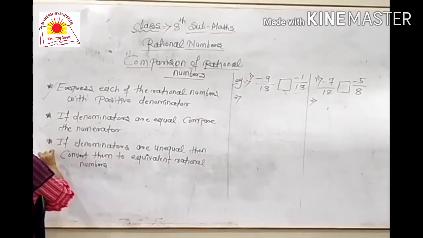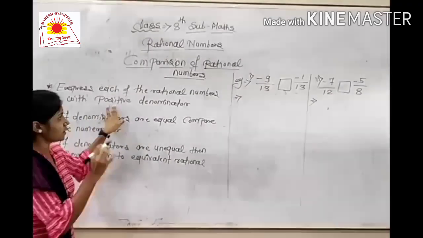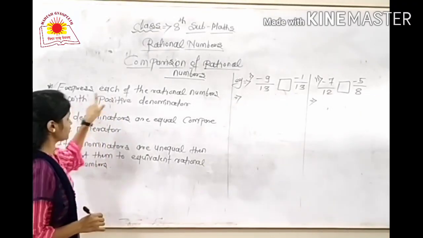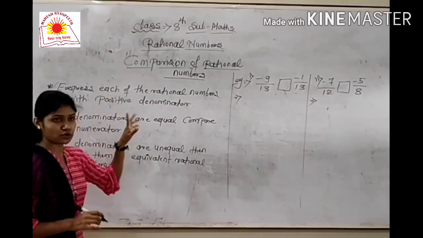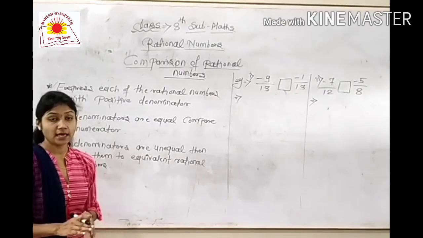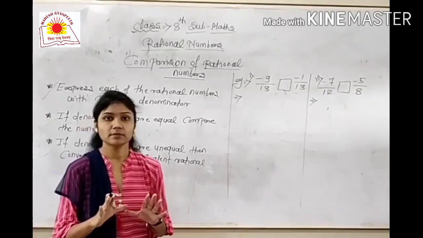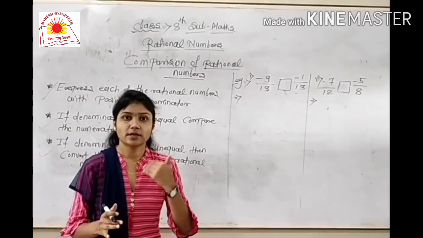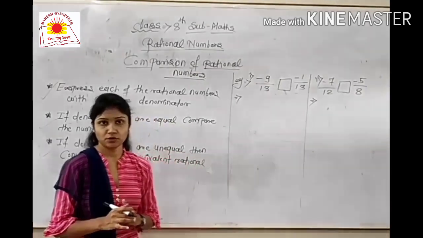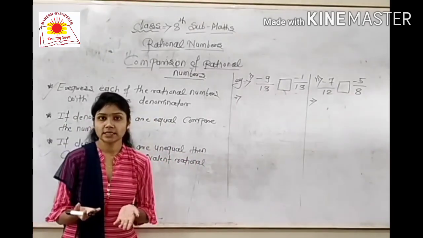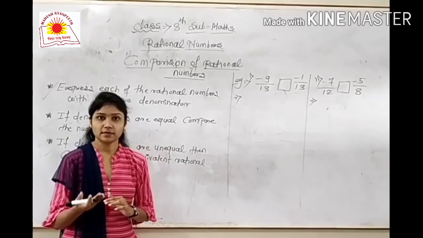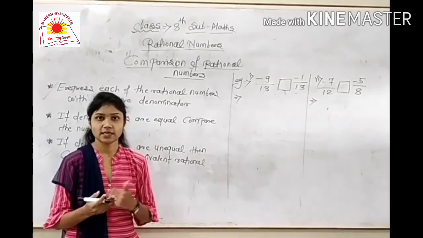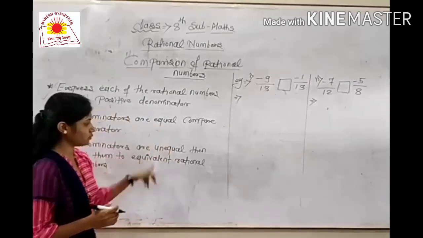Okay, so the three important points in the comparison of rational numbers are: express each of the rational numbers with a positive denominator. If the same denominator rational numbers are given, compare the numerators. If different denominator rational numbers are given, make equivalent rational numbers by using the LCM. Okay, this is how we compare.